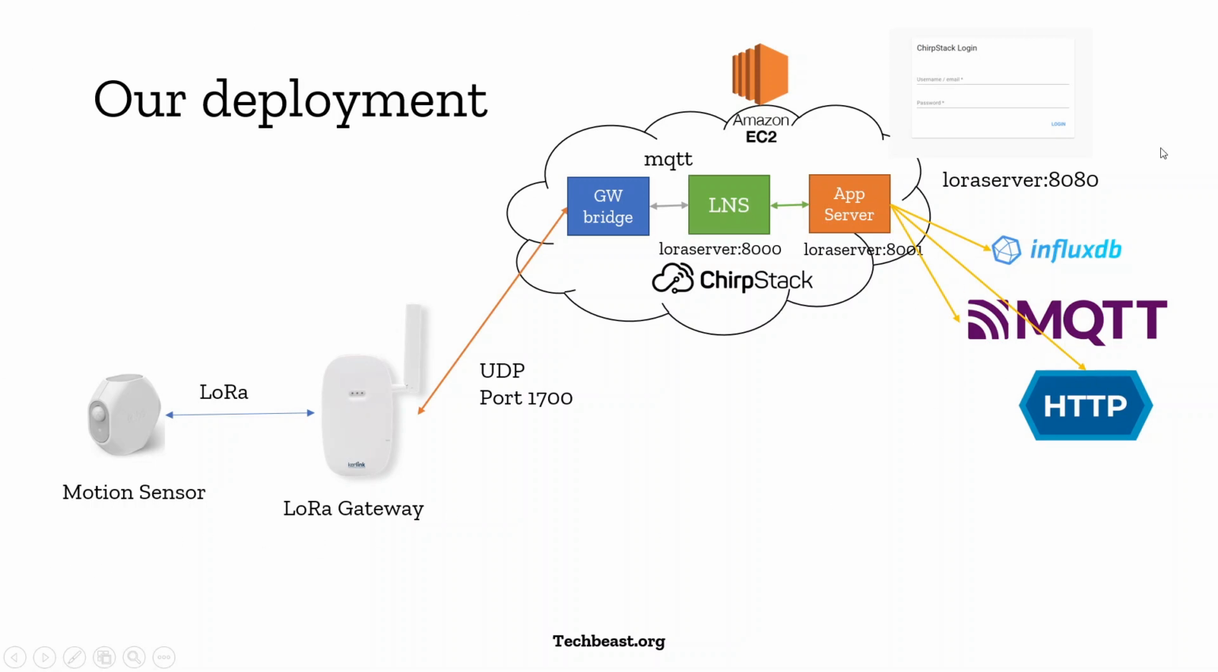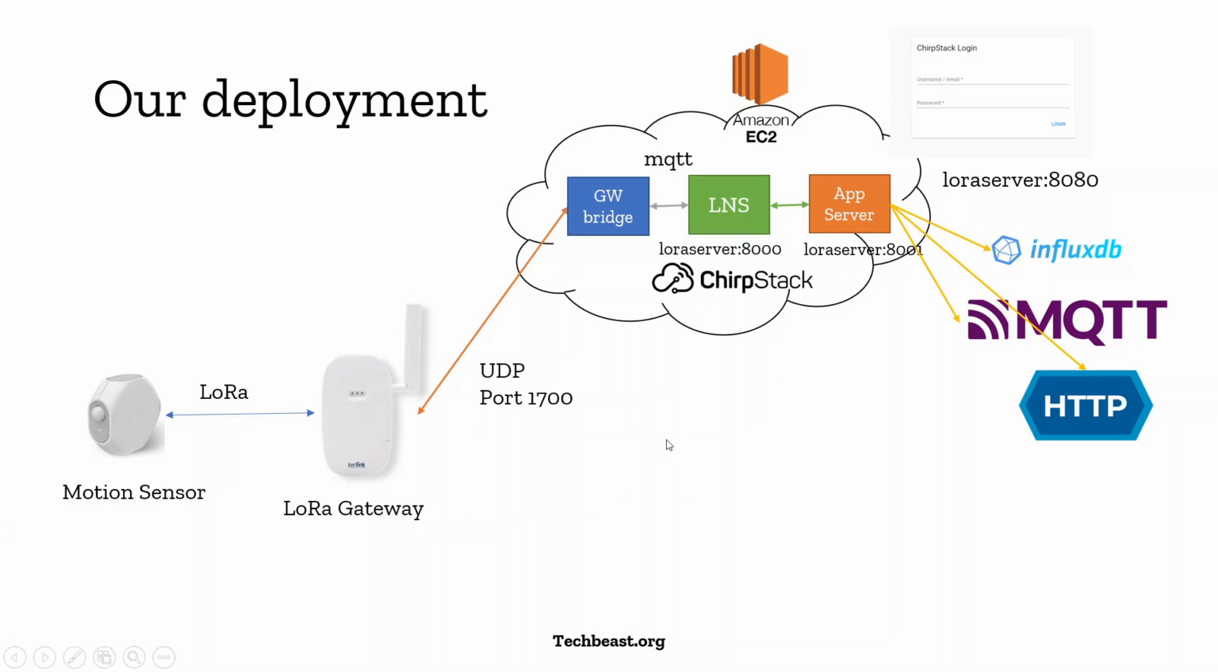Basically this is our complete deployment architecture, what ports we are going to use to access the web page, and what port the LoRa packets will forward the packets to the gateway bridge. It's over this 1700 UDP protocol. So all these things are our deployment architecture.